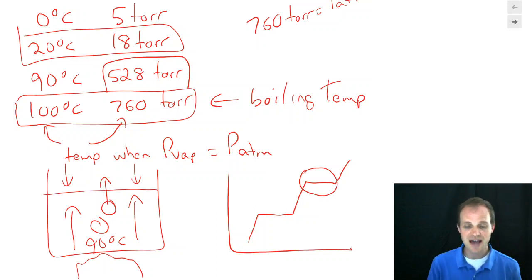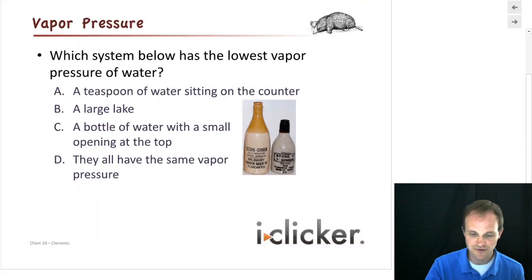All right, so that is our concept of vapor pressure. Any liquid, in fact, even most solids have a vapor pressure. They are constantly evaporating. Solids very, very, very slowly, liquids much quicker. And that vapor pressure is dependent on temperature. So here's a question for you to think about. Which of the following has the lowest vapor pressure?